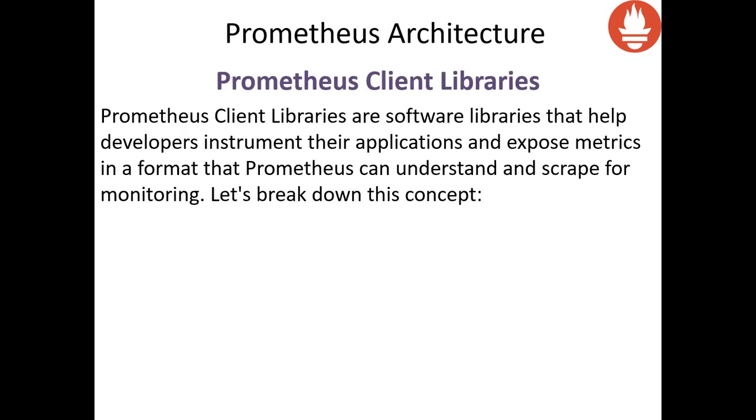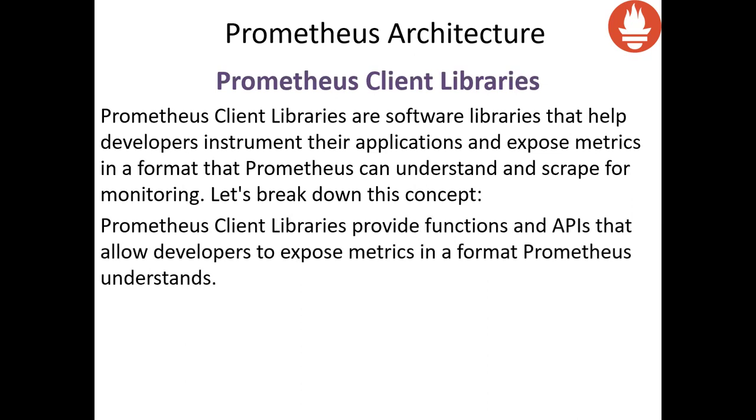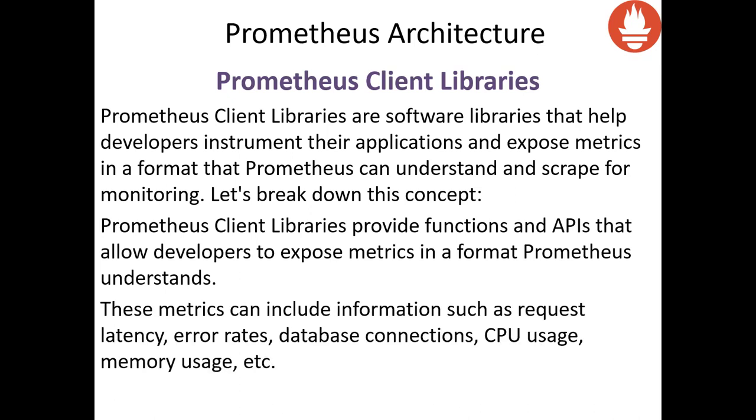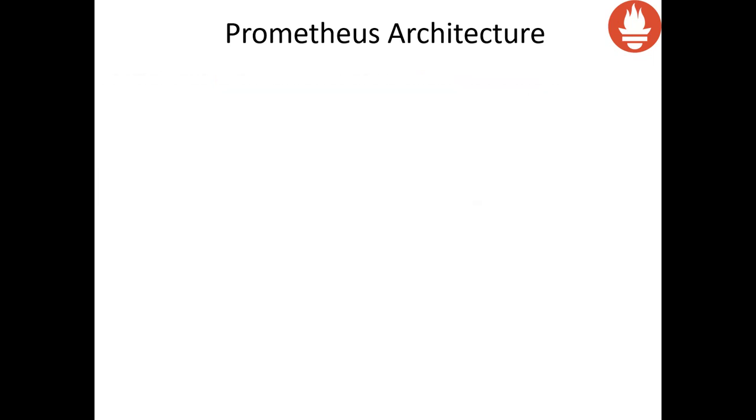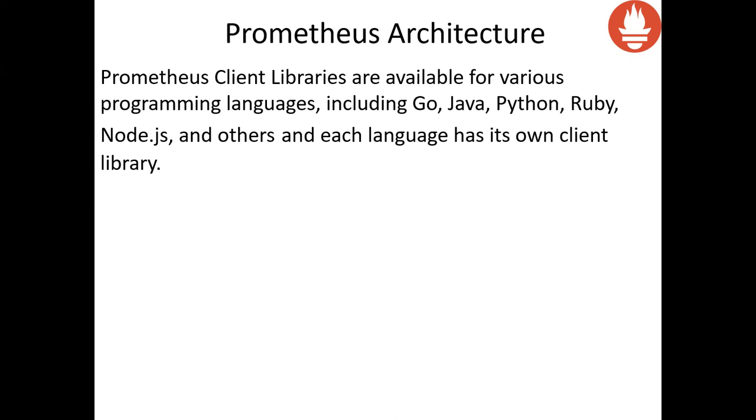Prometheus Client Libraries are software libraries that help developers instrument their applications and expose metrics in a format that Prometheus can understand and scrape for monitoring. They provide functions and APIs that allow developers to expose metrics in a format Prometheus understands. These metrics can include information such as request latency, error rates, database connections, CPU usage, memory usage, etc. These libraries are available for various programming languages including Go, Java, Python, Ruby, Node.js and others, and each language has its own client library.